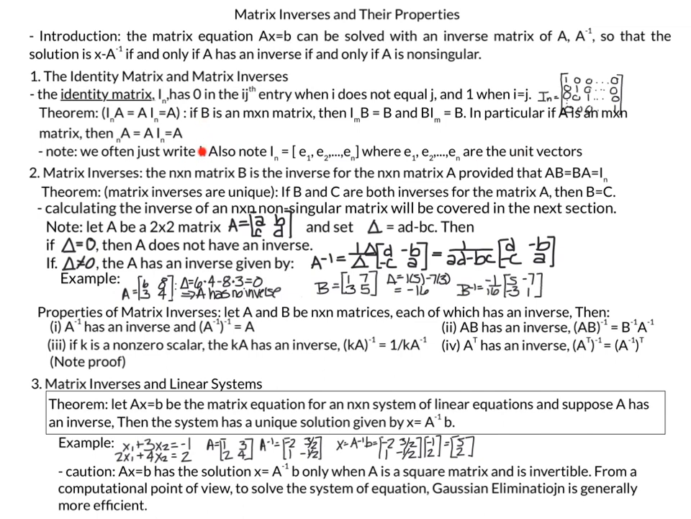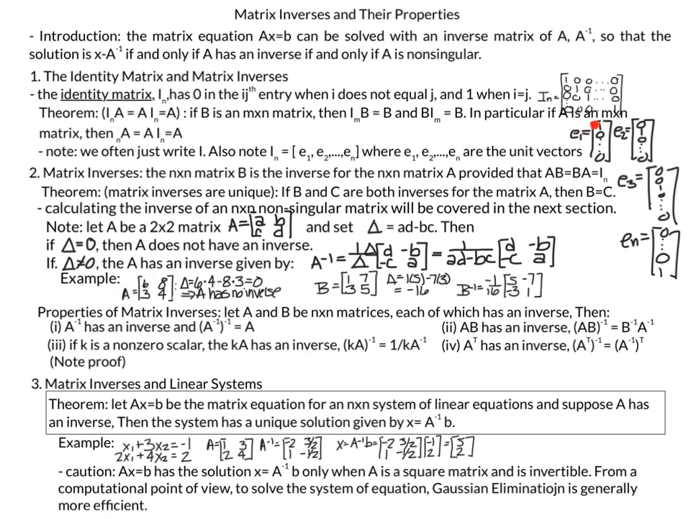We often just write I as opposed to I_n, and also note that I_n is equal to [e1, e2, ..., en]. So these are column vectors, where e1 is the unit vector, the vector with 1 in the first row. e2 is the vector with 1 in the second row, and e3 is the vector with 1 in the third row.